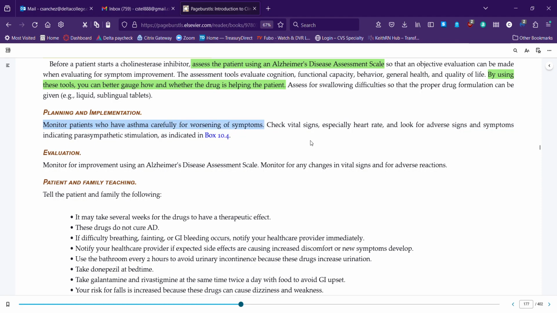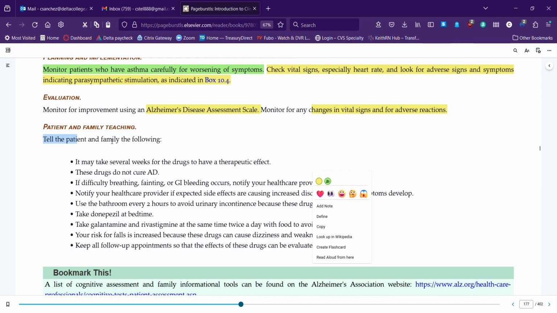Planning, okay, we want to monitor for patients who have asthma. We want to make sure that the symptoms don't worsen. We're also going to check their vital signs and heart rates and look for adverse signs and symptoms, including that parasympathetic stimulation. And that was that box that we went over up above. So, evaluation, again, we're going to use that Alzheimer's disease assessment scale and monitor their vital signs for any adverse reactions.